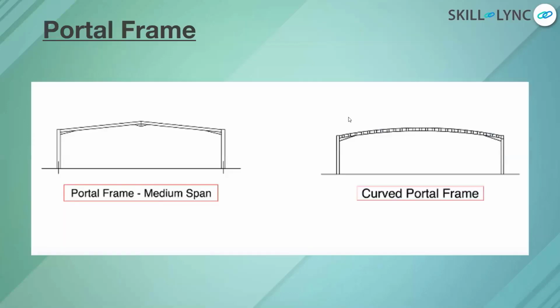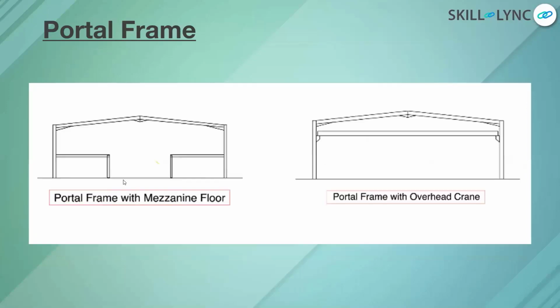These are the different types of portal frames that you can consider while designing an industrial building. This is a medium span, and this is a curved portal frame type which can be used. This is a normal industrial portal frame structure with a mezzanine floor where you want to provide any heavy equipment. If there is any movement of cranes, you can plan the portal frame in such a way that the cranes run in between the column to column distance.